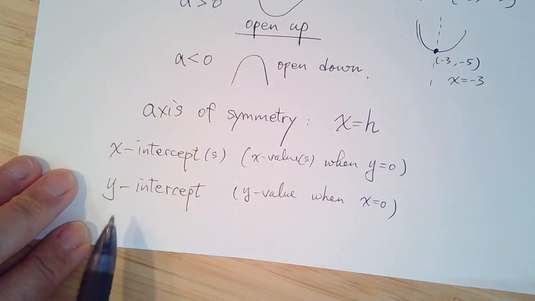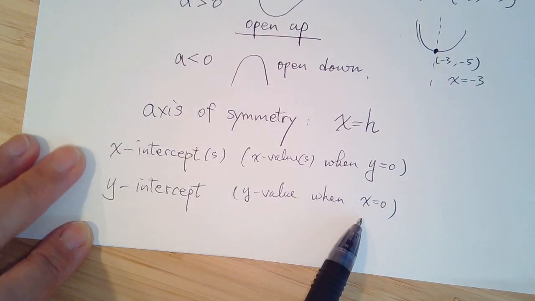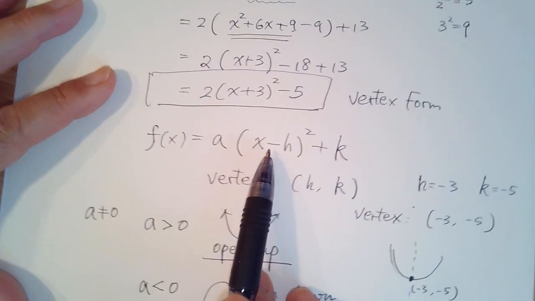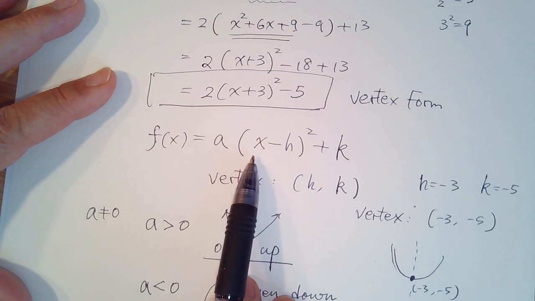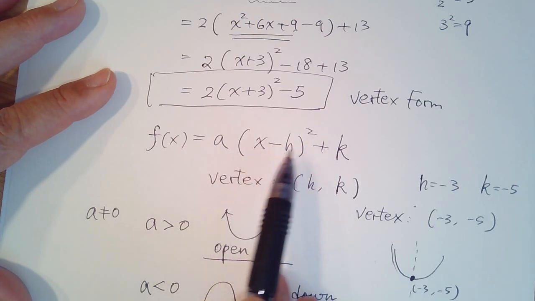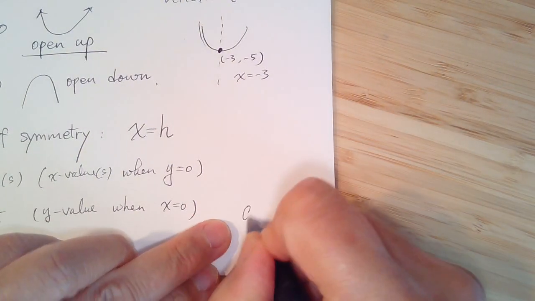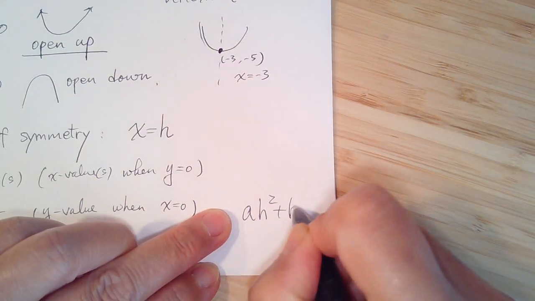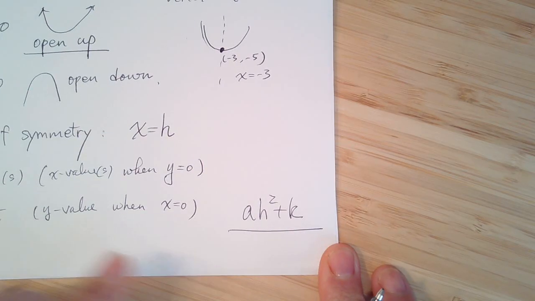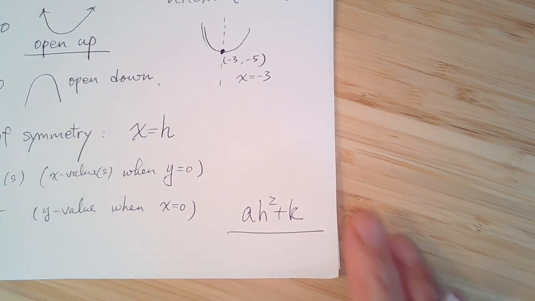Okay, which one is easy? I think this one is easy. When x equals 0, what is y? When x equals 0, 0 minus h, which is -h, squared is h squared. So a h squared plus k. So the y-intercept is a h squared plus k. Again, you don't have to remember this. You just need to know how to get that. And for the x-intercept, we'll do this a little later.